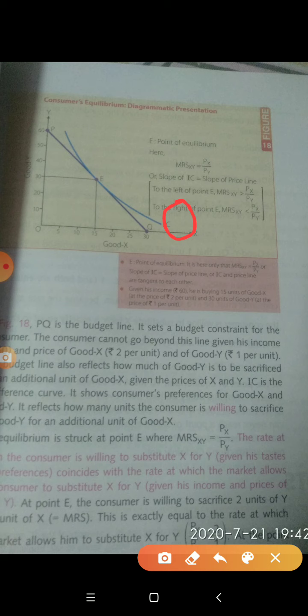So what is a budget line? The point where the budget line as well as the indifference curve meet, that point E is termed as equilibrium. Clear? So when is a consumer in the state of equilibrium? When he is purchasing 15 units of good X and 30 units of good Y. In that case, we can say the consumer is in the state of equilibrium. Clear?